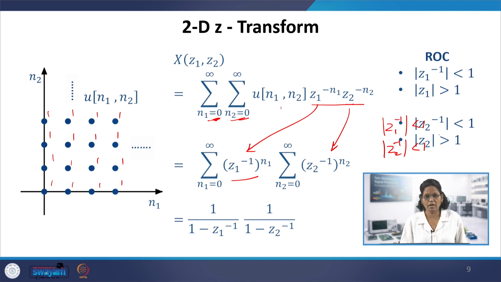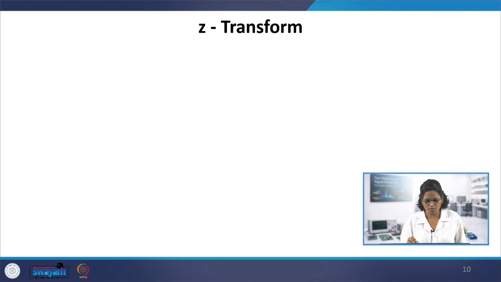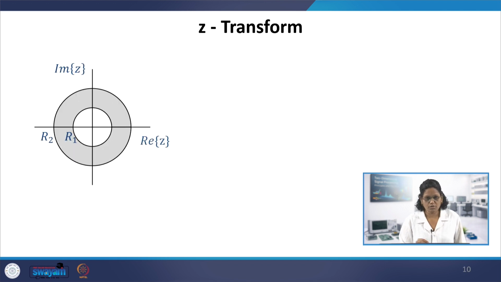So we have to combine these two to get the ROC of the Z transform. For the 1D case, like what we did, with the real of z and the imaginary of z, there were two cases.